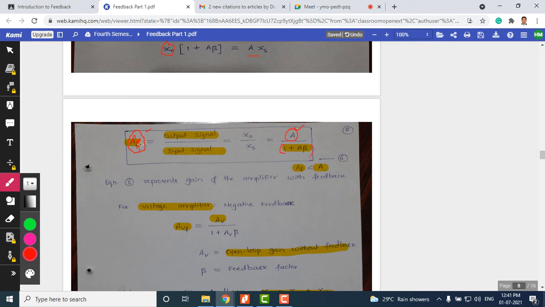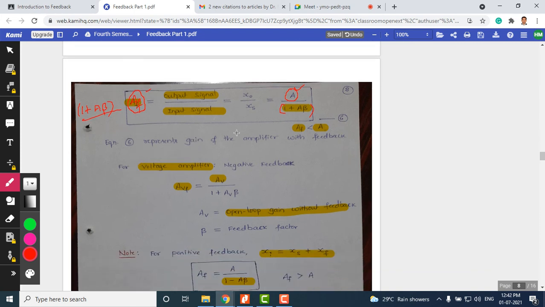So, the gain of an amplifier with feedback is reduced by the factor of 1 plus A beta. This is the amount of gain reduced with and without feedback. With feedback, you will see this much gain drop, 1 plus A beta times. Equation 6, which we have shown now in the derivation, represents the gain of an amplifier with feedback, shown as Af, A subscript f here. And this can be changed or customized to different types of amplifiers.